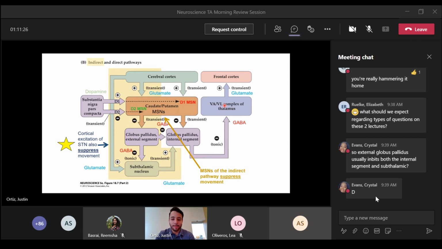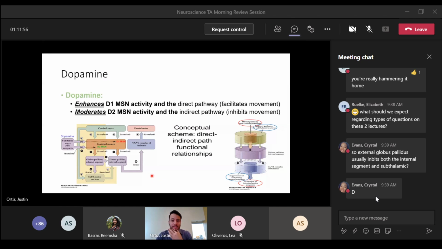The one thing we didn't talk about, right here, is that we also get cortical excitation to the subthalamic nuclei. One more thing I would note is that not only does the globus pallidus externus inhibit the subthalamic nuclei, but we also have the cerebral cortex, which is activating the subthalamic nuclei, right? So that is the indirect pathway in summation. Any questions?